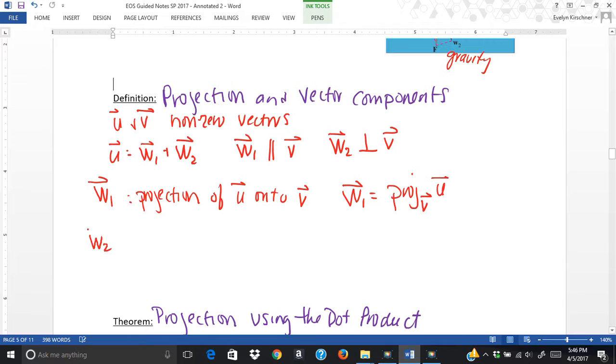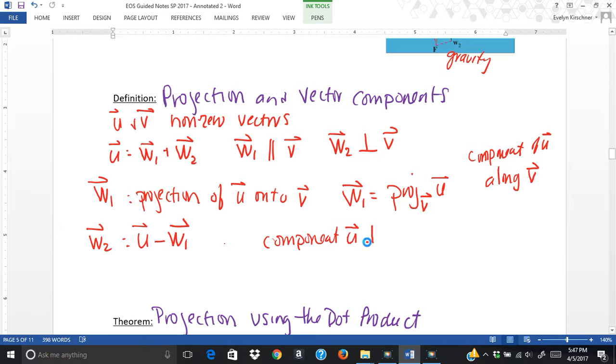And then we know that w2 is u minus w1. And so this is the part that's orthogonal, and this is the part that is along v. So this is along v. This is the component of u along v, and this is the component of u perpendicular, orthogonal to v. So I can find those two pieces.